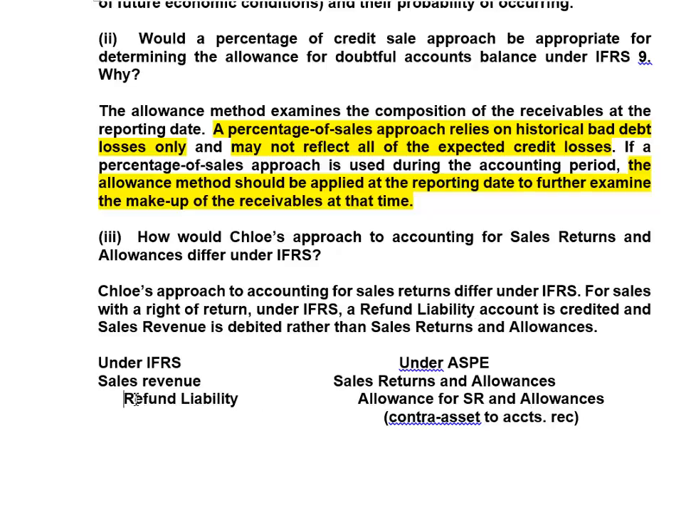So while IFRS sets up a current liability, these guys set up a contra account, a contra to the accounts receivable account under ASPE. So hopefully this successfully concludes for you, for your understanding, the theoretical part of this question.